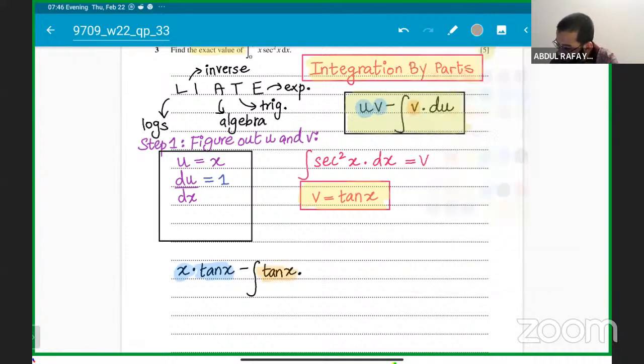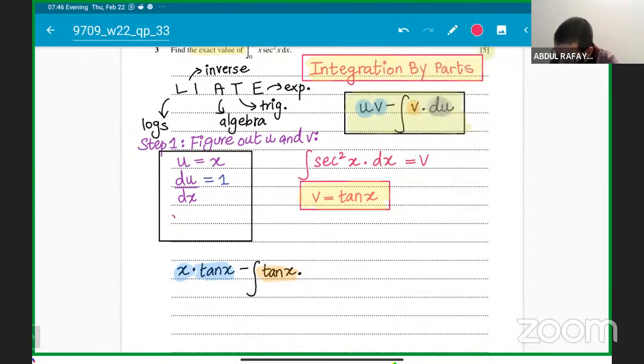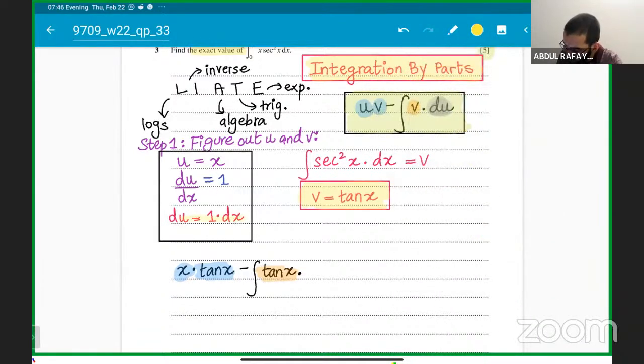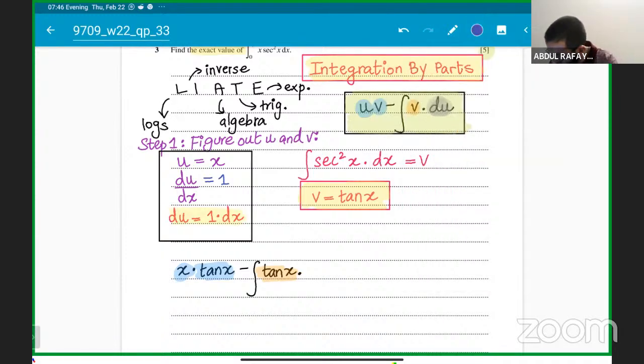What about the du? Students need to understand that we have to figure out what du is as well. So du is very simple. From step number 2, du will be equal to 1 times dx. In this case, it's simple. You can simply say that du stands for dx. Is everyone following? Clear on that?